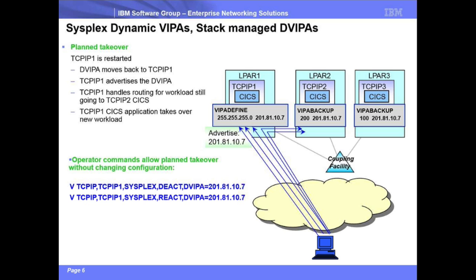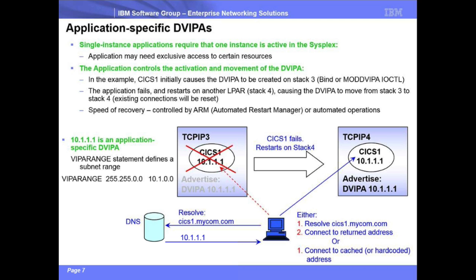Okay, so the first type of DVIPA that we just talked about was a stack managed DVIPA. The next type of DVIPA is an application-specific DVIPA. With an application-specific DVIPA, the application controls the activation and the movement of the DVIPA. It's used if the application needs to have exclusive access to certain resources while it's active. So typically this would be a database that really only supports having one user updating it at any one time.